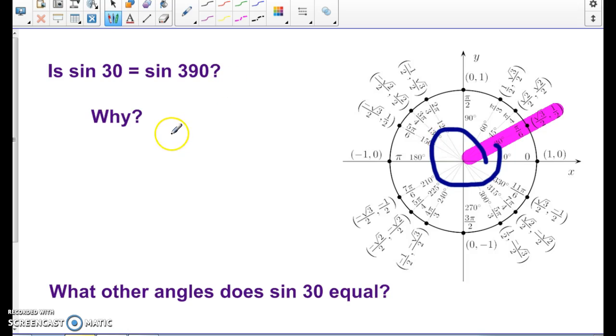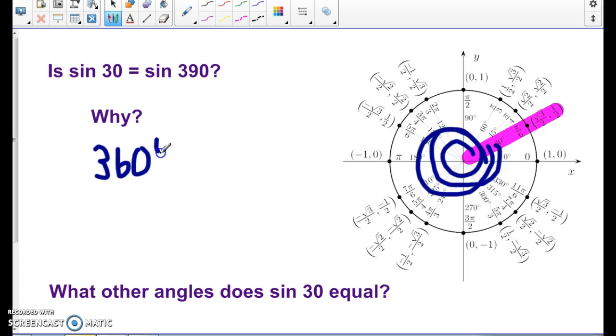Well, what else has the same measure of that? Let's add another 360. So that would be 750. 360, 720, 750 has the same measure as 30 degrees. So therefore 30 degrees repeats every 360 degrees, or if I'm in radians, that would be every 2 pi radians.